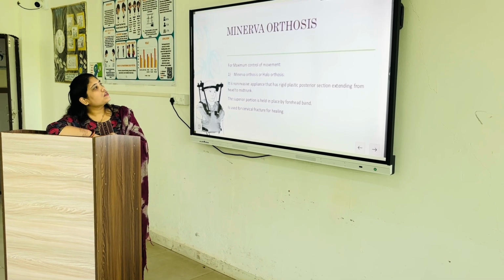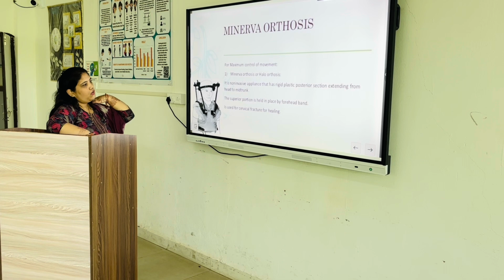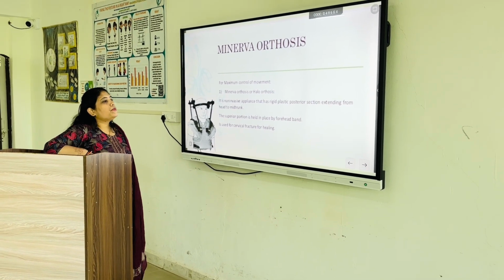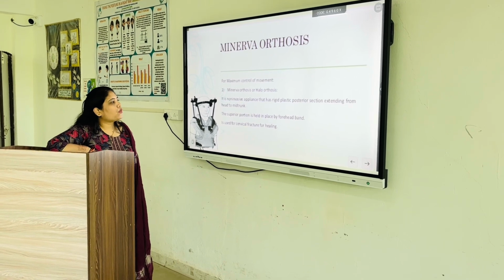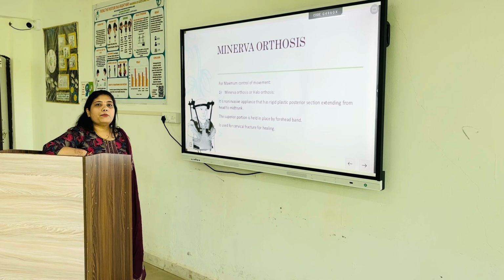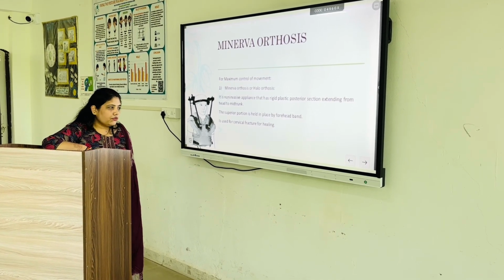Next one is Minerva orthosis. For maximum control of movement, Minerva orthosis or halo orthosis, it is a non-invasive appliance that has a rigid plastic posterior section extending from head to mid-trunk. The superior portion is held in place by a forehead band, and is used for cervical fracture healing.